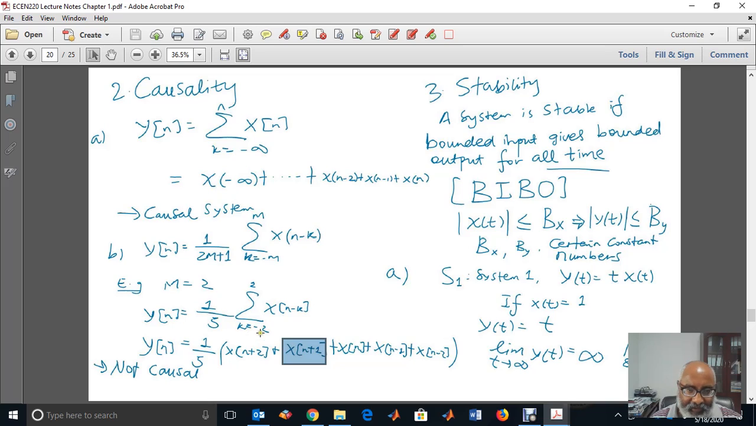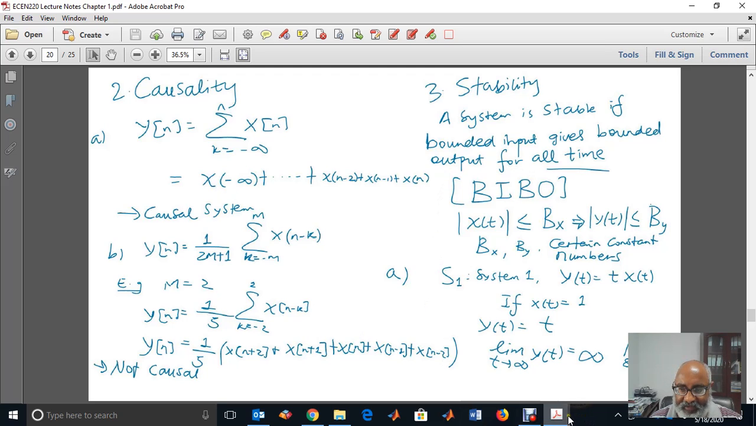Okay, if this summation was instead from minus M until 0, then the system will be causal, because that means I will have only up to x at n.